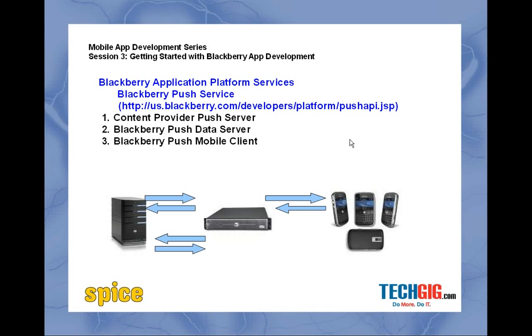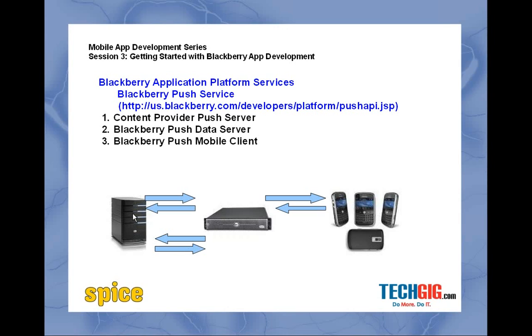In BlackBerry push service, you can get more details at this URL: us.blackberry.com/developer/platform/push-api.jsp. There are three components in these platform services. These are devices where the push is received, like email notification or email push. This is the BlackBerry push data server. It can be BES, MDS, or operator hosted, or provided by Research In Motion. And this is the application content provider, like myself. If I have an application and want to push something, my server side application would be deployed here, which wants to send a push onto this device.